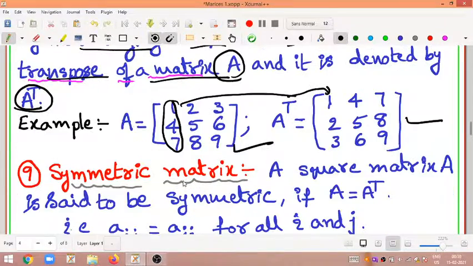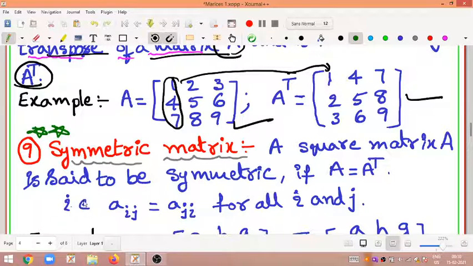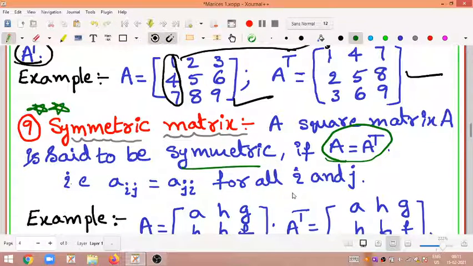Our next one is also very important: the symmetric matrix. A square matrix A is said to be symmetric if A is equal to A transpose, that is, Aij is equal to Aji for all i and j. Observe carefully: Aij is the ith row, jth column element, and Aji is the jth row, ith column element.